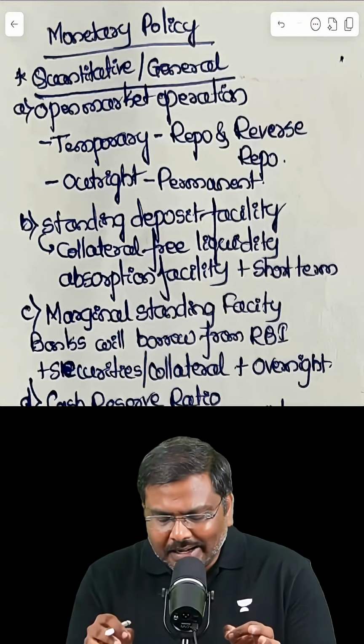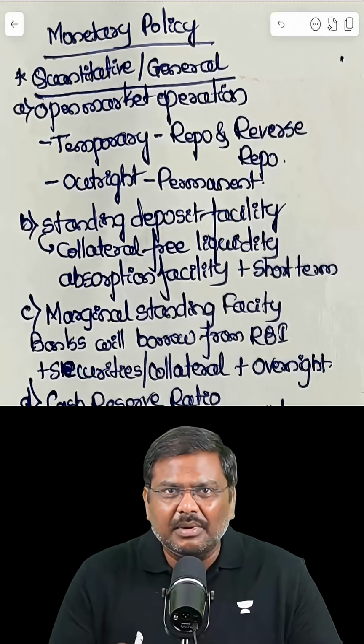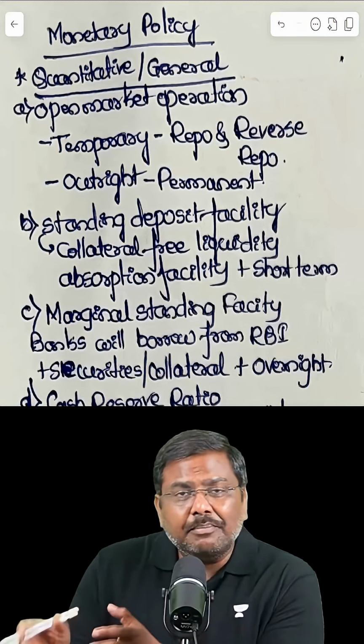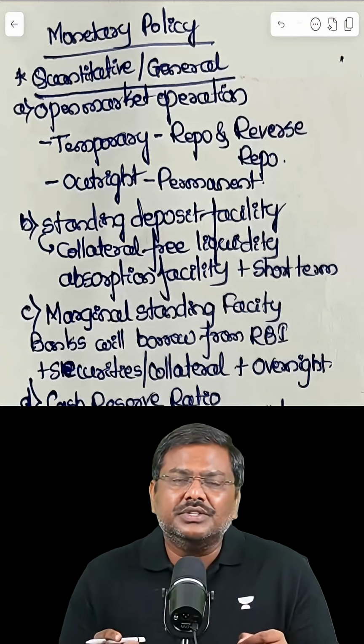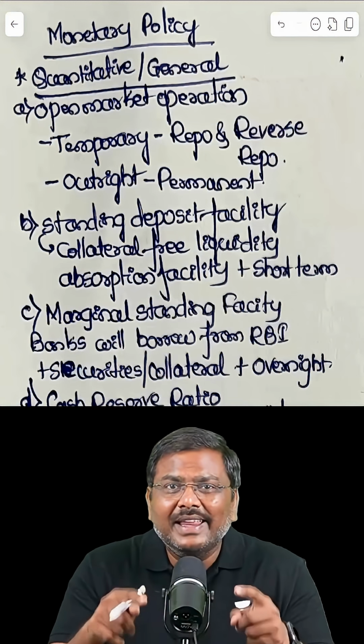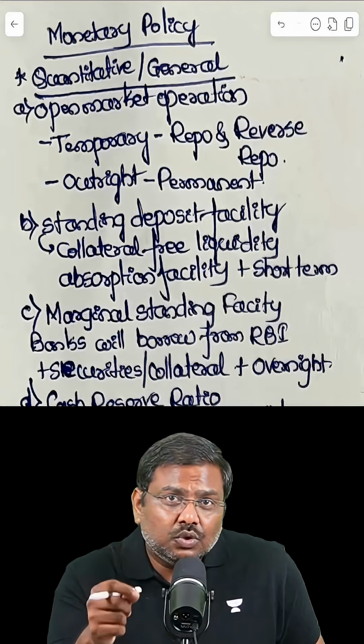Second one, standing deposit facility. It has been introduced based on the Urjit Patel Committee recommendation, wherein banks will deposit for a short duration with Reserve Bank of India and will earn a rate of interest. RBI doesn't have to provide any kind of collateral when they collect the deposits. And this is available throughout the year.